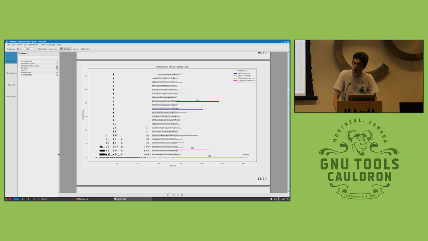I have a question about reproducibility. Did you also try to verify that the generated code is exactly the same as doing it in the serial way? Currently, no.